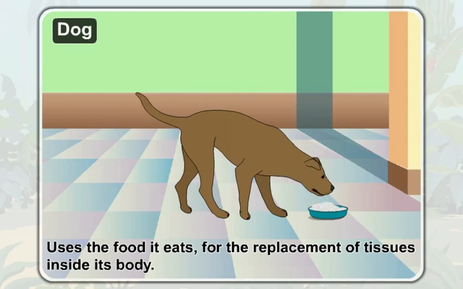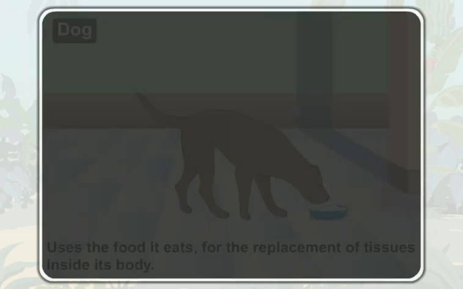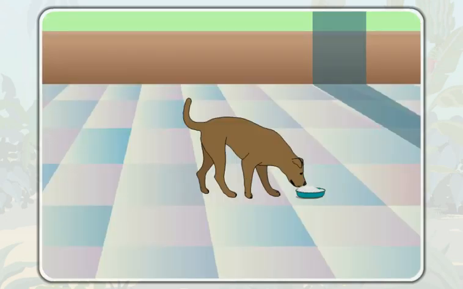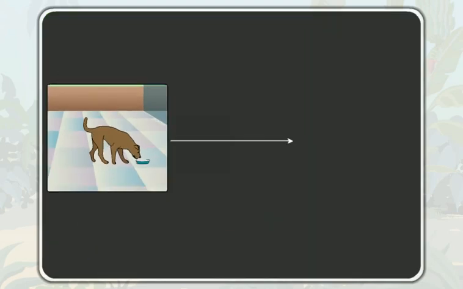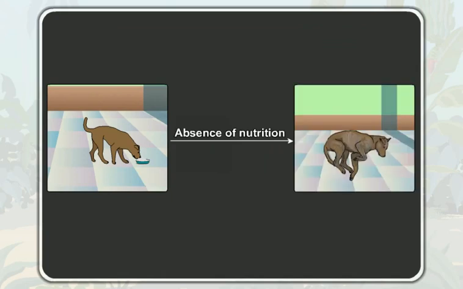It is called nutrition. If the dog does not eat food, it will not get nutrition. And in the absence of nutrition, the dog dies. So, the dog needs nutrition to stay alive.